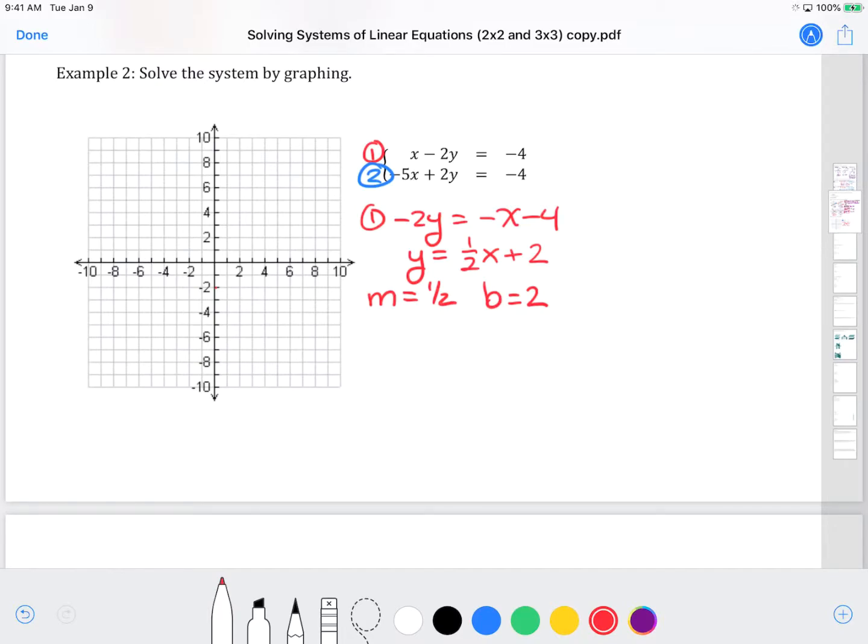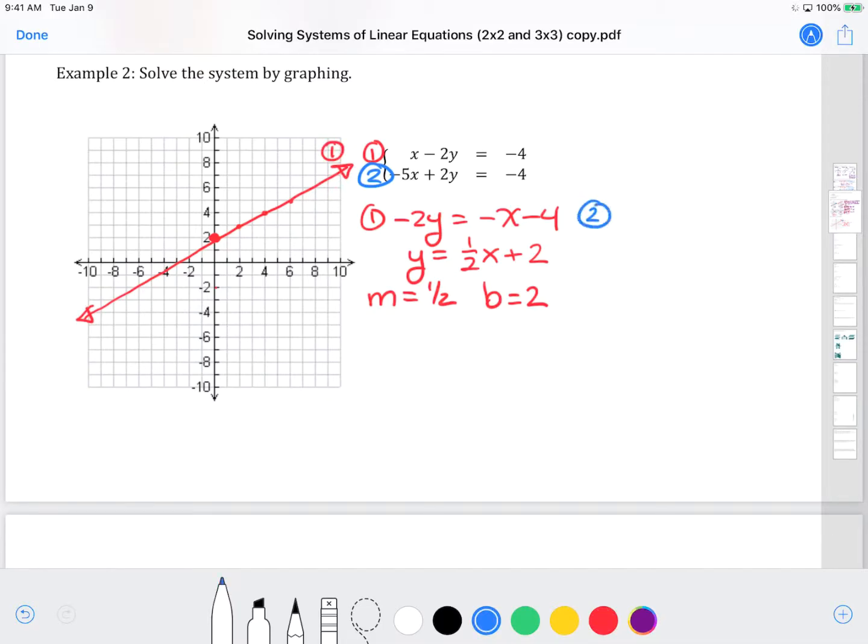Okay, so it's crossing at +2 on my y-axis. And my slope is 1/2, so that means I'm going to go a vertical change of 1. I'm going to go up 1 and to the right 2, and make my steps. Up 1 and over 2. Up 1, over 2. So if I draw this with a nice steady hand, it's going to look like this. This will be my line 1.